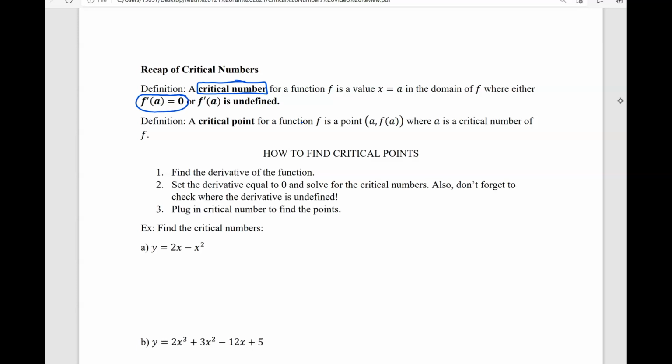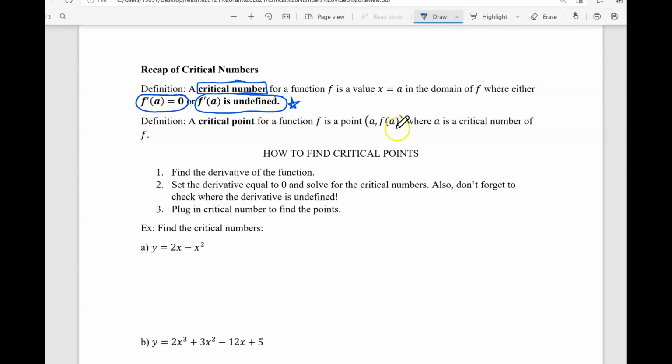where exactly the derivative is equal to 0 or where the derivative is undefined, which is something that a lot of students tend to forget, to also check where this guy is going to be undefined. So a critical point for a function f is a point (a, f of a), where a is a critical number of f. Imagine that for a critical number, we're just looking for the x value.